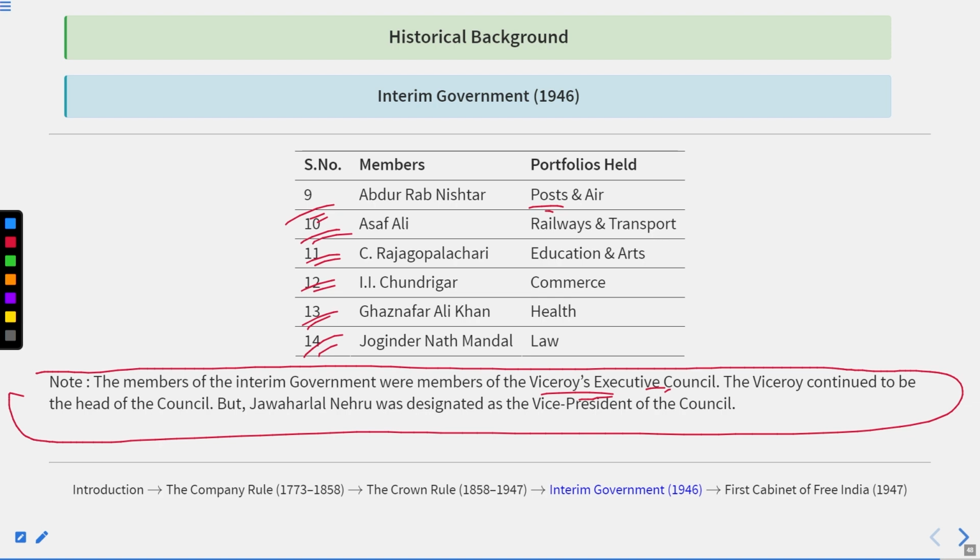So students, in this lecture we have completed the historical background of the Indian Constitution. In the next lecture we will start with another important new topic. Till then, just revise the facts and figures that we have discussed in this lecture and be ready for the next lecture. With this note, let's end this lecture, and thank you.